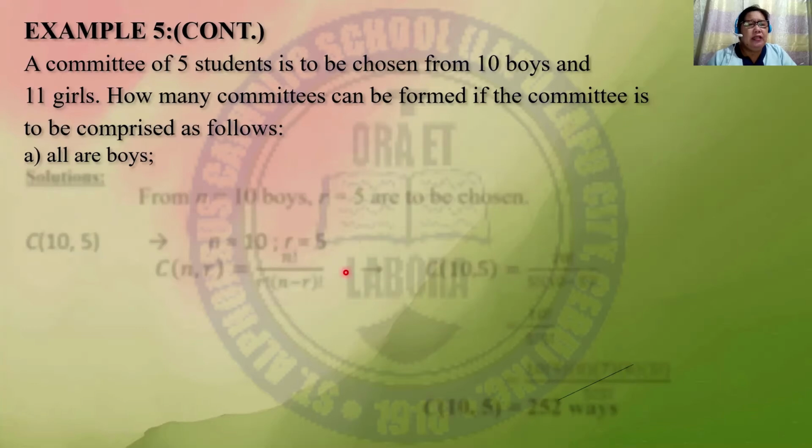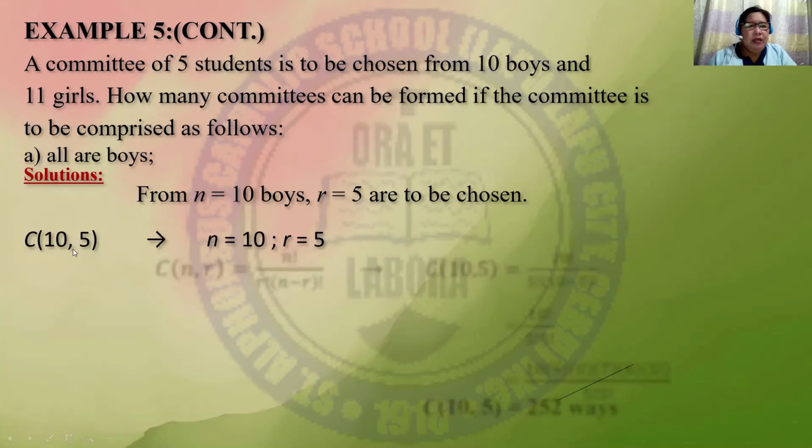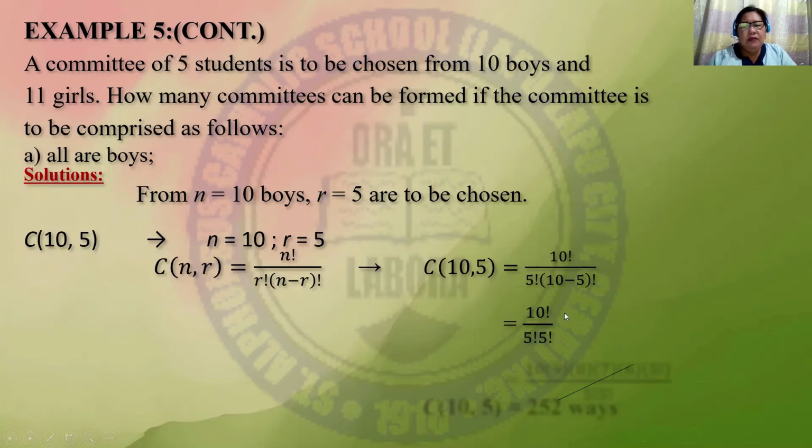So, let us have the solution first for letter A. All are boys. So, n is equal to 10 boys, and R is equal to 5 are to be chosen. So, we have C, 10, 5, 10 for n and 5 for r. Then using the formula, we have 10 factorial over 10 minus 5 is 5 factorial. So expand 10 factorial so that we can cancel and simplify. So we have 10, 9, 8, 7, 6, 5 factorial over 5 factorial times 5 factorial.